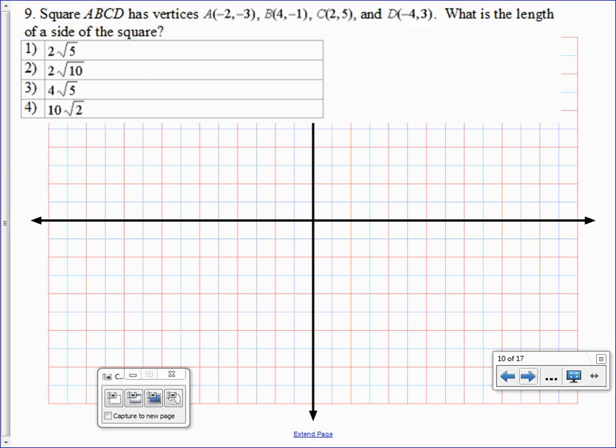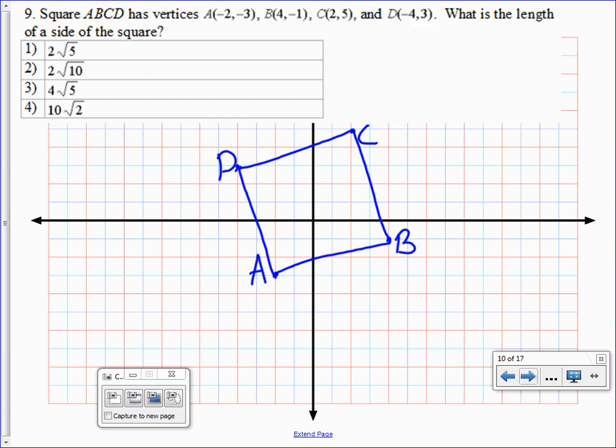Square ABCD has vertices. Again, it's always easier to put this onto graph paper. You didn't get graph paper on your review sheet, but you have plenty of graph paper, and when you're taking a test, of course, you always have the graph paper to use. A is -2, -3. B is 4, -1. C is 2, 5. D is -4, 3. It's a square, so it's connected. Does it look like a square? It looks pretty great.